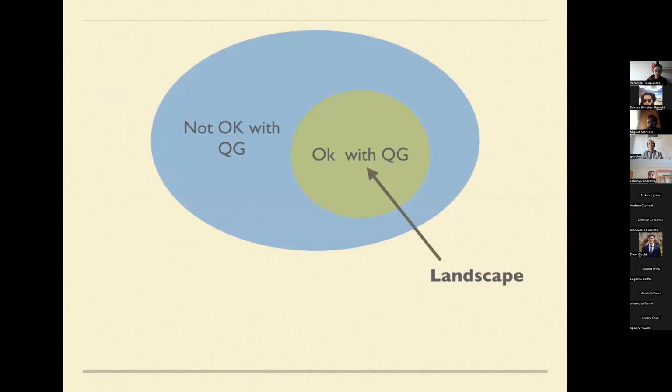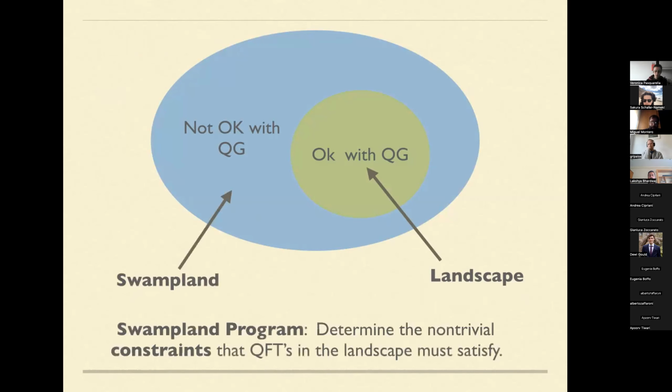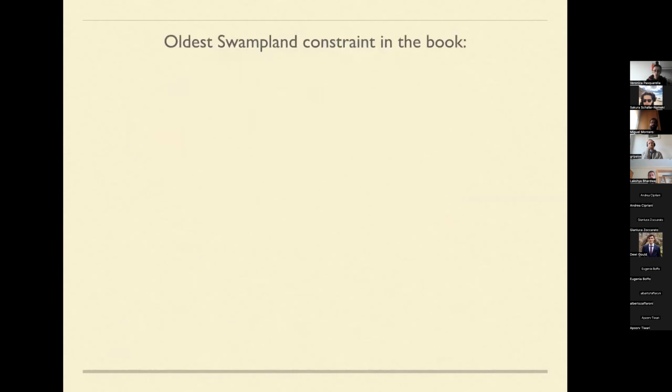And those effective field theories which cannot be consistently coupled to quantum gravity in a straightforward way are said to lie in the swampland. And people who work on the swampland try to determine the non-trivial properties that quantum field theories in the landscape must satisfy. And more generally, in this talk, for most of the talk, I will go beyond the low-energy effective field theory to see what quantum gravity can tell you about the spectrum of extended objects that you can have in your theory.